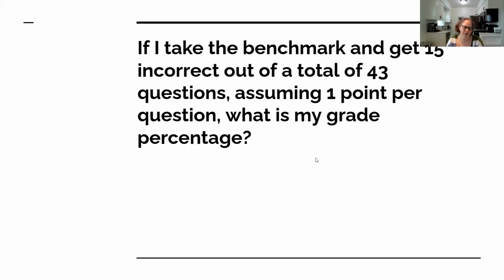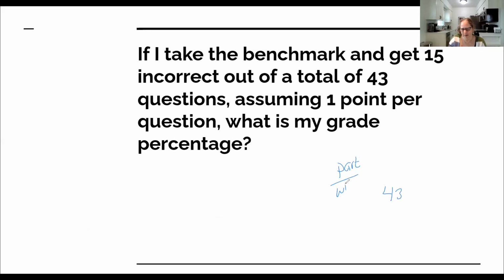All right, so if you took the benchmark and you get 15 incorrect out of a total of 43 questions, and there's 1 point per question, what is your grade? So if there's a total of 43, part over whole, I would have 43 points. I got 15 wrong, so 43 points minus 15 is the part that I have. 43 minus 15 is 28 for the numerator. My part, I got 28 points because I got 28 correct.